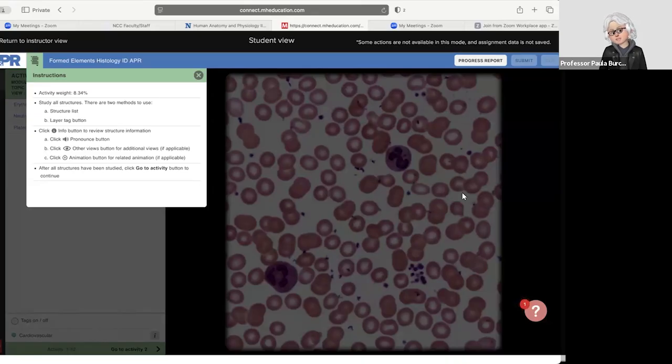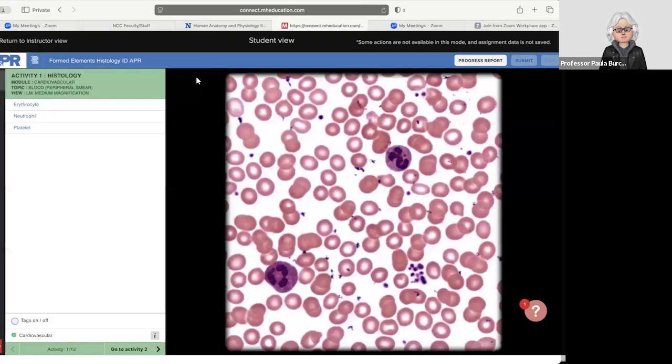In addition, I may at times post histology images in Brightspace in a PowerPoint, so you can refer to those as well. Those are going to be different views and they might be helpful for you. So let's begin. When you first go into the ID list, this pop-up window will become visible and you can read through this. You can learn how to pronounce the terms. Sometimes there will be videos there and so forth. You can look at the structure list, and a layer tag button is also available. So I'm going to get rid of that.